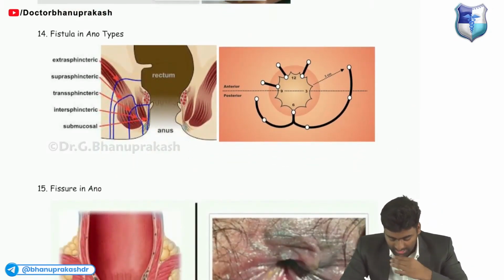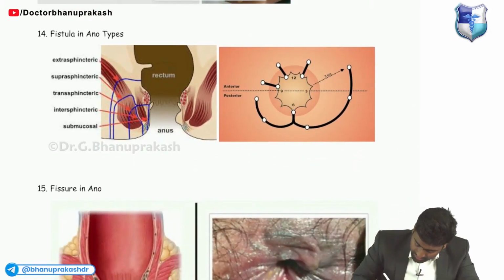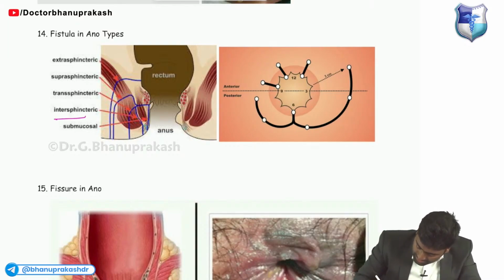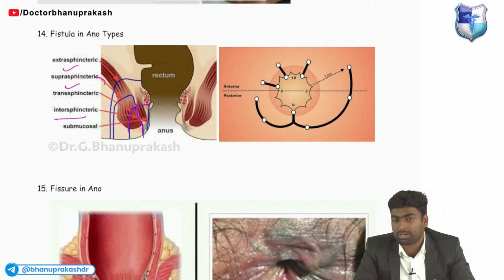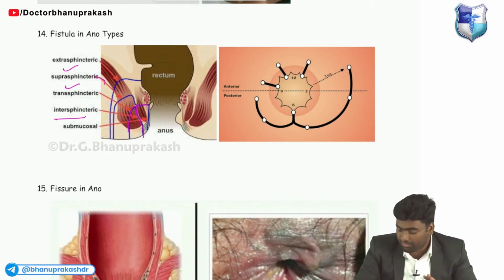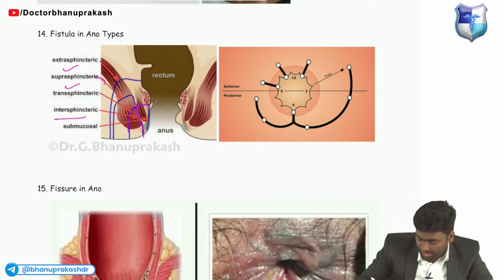Next, there are different types of fistula. You need to know, like at the base of the sphincter, there will be an intersphincteric fistula between these two sphincters. Then there will be a fistula which is passing through both sphincters, so it is transsphincteric. If it is above, it is suprasphincteric, and if it is completely outside of the sphincter, it is extrasphincteric fistula. So these are the types of anal fistula.